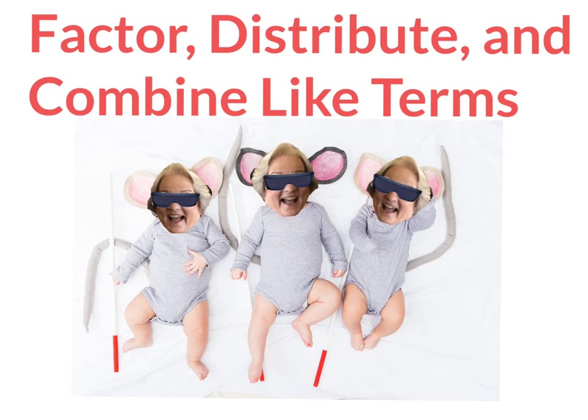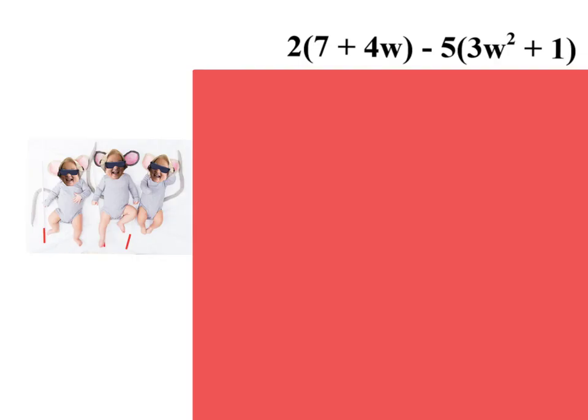Alright, this is a lesson on factoring, distributive property, and combining like terms, which a lot of times we think of as simplifying. This is to remind you that you need to simplify by getting all your like terms together. To review what like terms are: like terms have the same variable part to the same power.